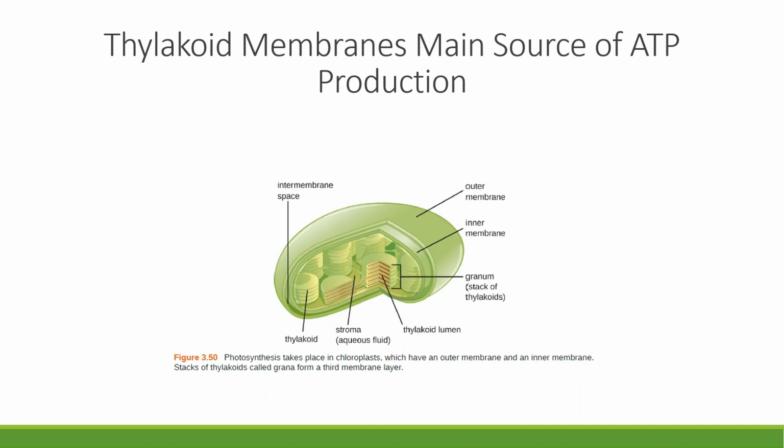And the thylakoid membranes are stacked very tightly into stacks we call grana. So you can see this stack here looks like a stack of chips. That is called a granum, which is a stack of thylakoids. Like mitochondria, chloroplasts have their own DNA and ribosomes and make proteins.